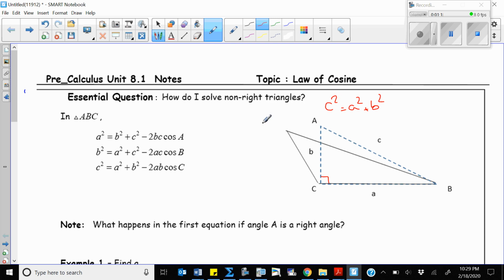How do I use that? Using one of these given formulas. For example, if I want to solve for side c, I can use this formula: c squared equals a squared plus b squared minus 2ab cosine of C. I can use any of the other given formulas to solve for other sides. For example, to solve for a, I use this one: a squared equals b squared plus c squared minus 2bc cosine A.